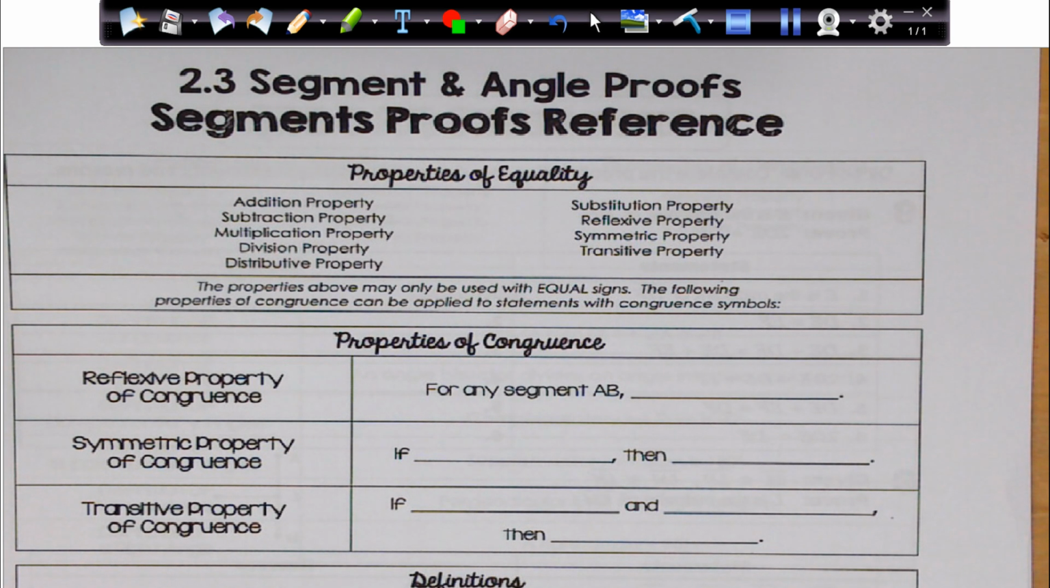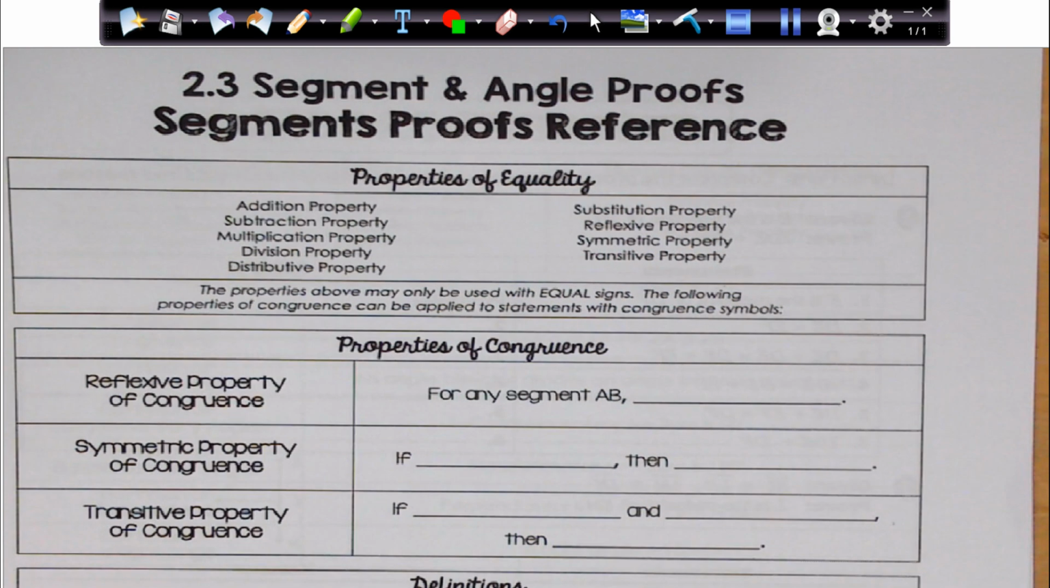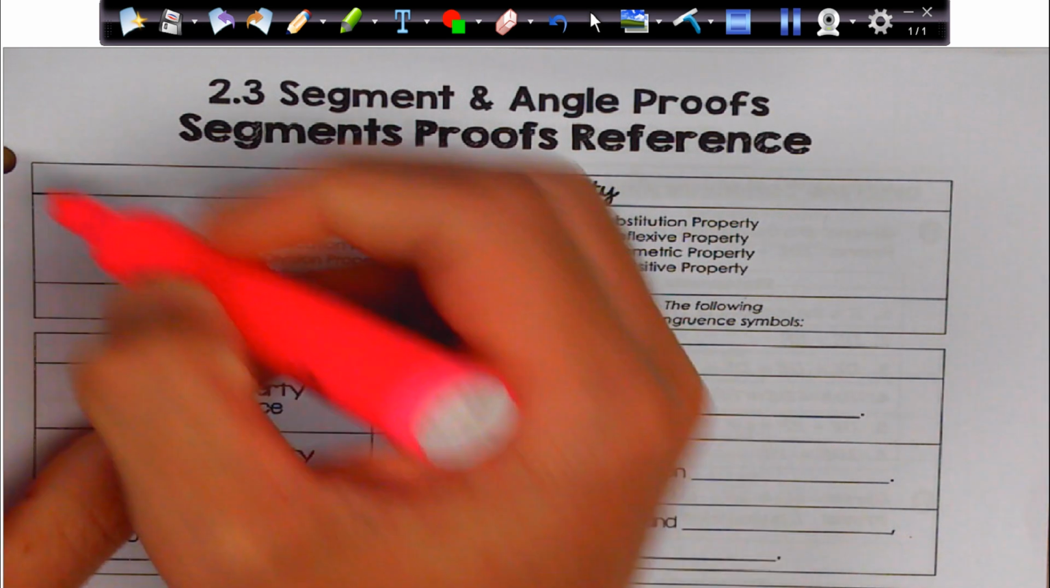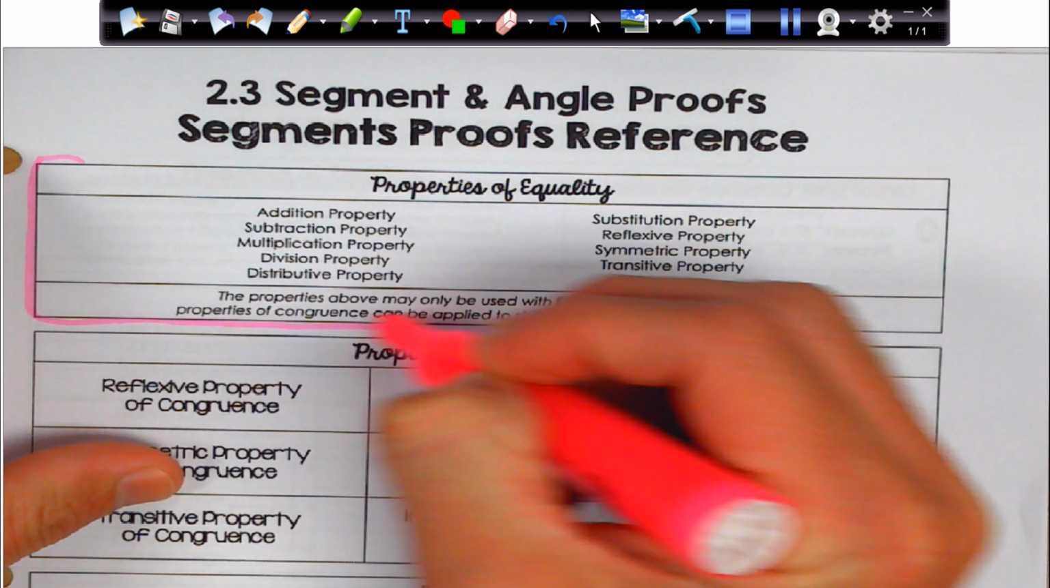All right, welcome. This is our 2-3 segment and angle proofs. So our last notes, we're looking at algebraic proofs. So we just looked at basically solving algebraic problems and giving our good reasons why we do them. And today we're going to extend that. So these were kind of the properties we looked at the other day.